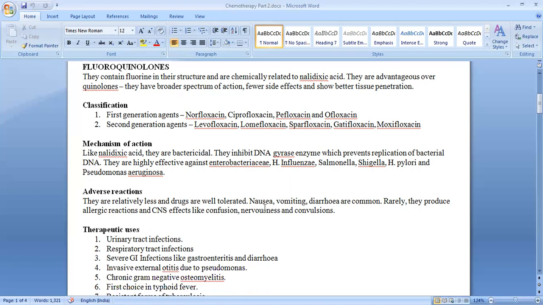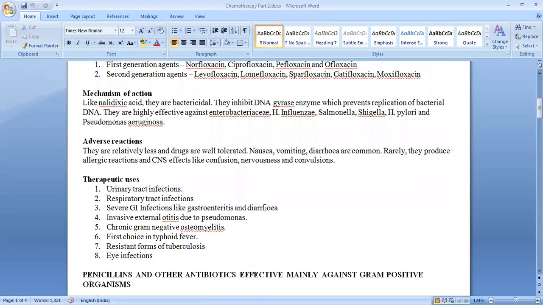So these compounds are used in treatment of urinary tract infections, respiratory tract infections, then gastrointestinal infections like gastroenteritis and diarrhea, or external otitis, that is infection of the external ear, then osteomyelitis, which is a condition which affects the bones. There is infection of the bones by some gram-negative organisms. And these drugs are the first choice to treat typhoid fever. When somebody develops typhoid, then these fluoroquinolones are used.